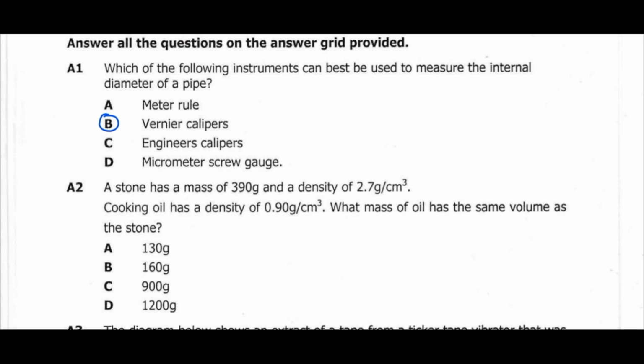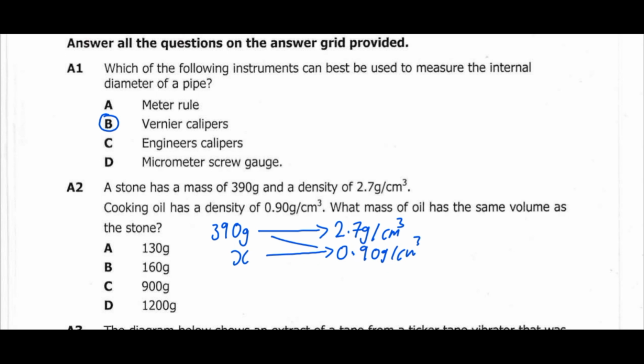We know that the mass of the stone is 390 grams and its density is 2.7 grams per cubic centimeters. Then for us to find the mass, we are going to use the density. The density for cooking oil is 0.9 grams per cubic centimeters. Then here we put x, we cross multiply. So 2.7 grams per cubic centimeters times x is 2.7x.